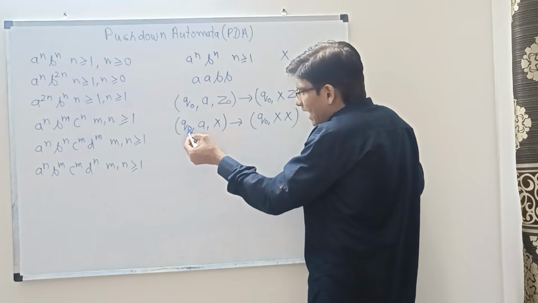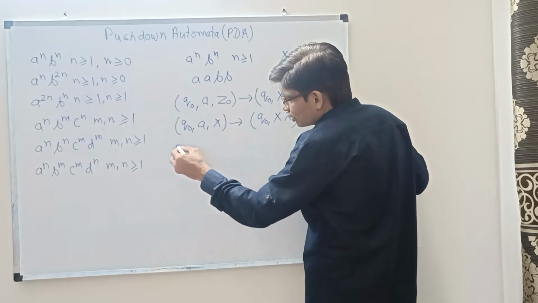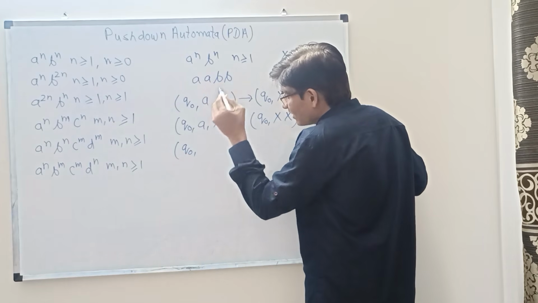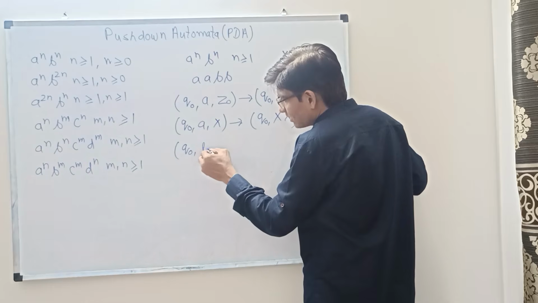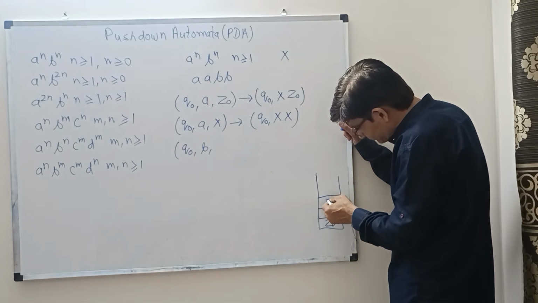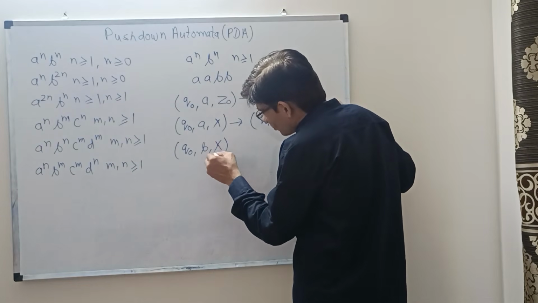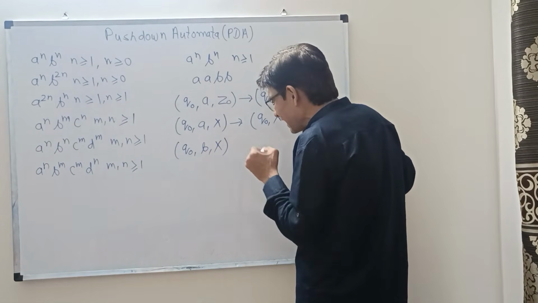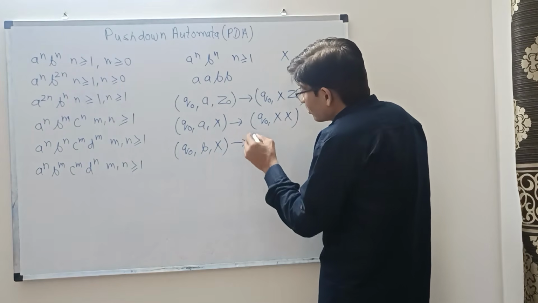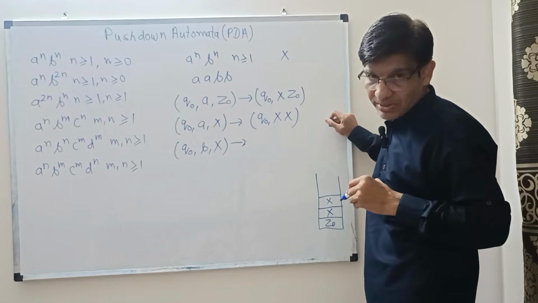Now after reading all a's, we will start reading b. So on Q0, when we are reading the first b, the stack top would be X. For a valid string, the stack top must be X. So how would we do it? Now we have decided to pop one element when we are reading b.